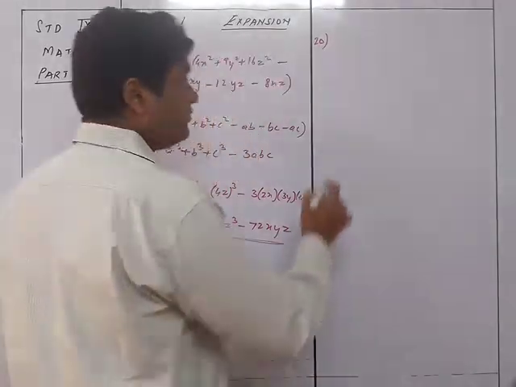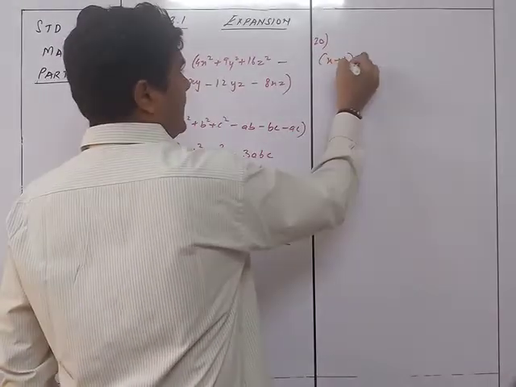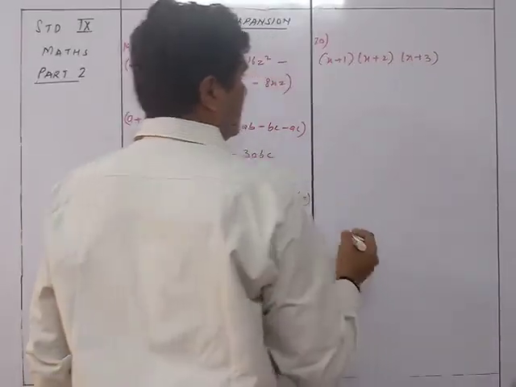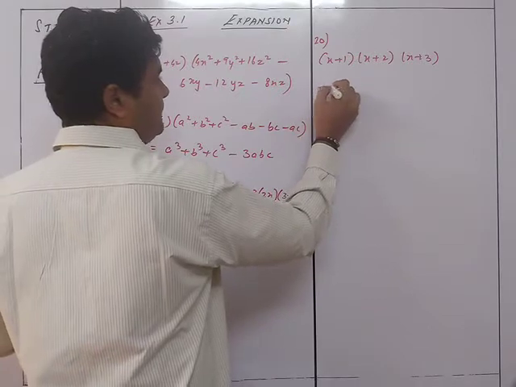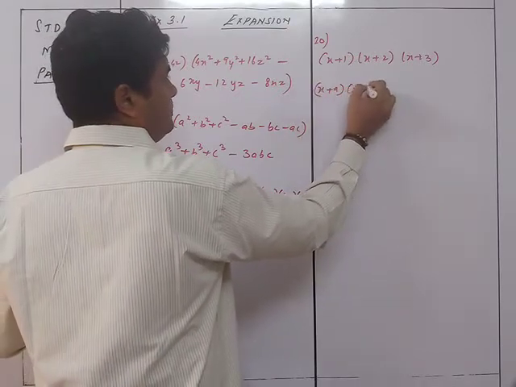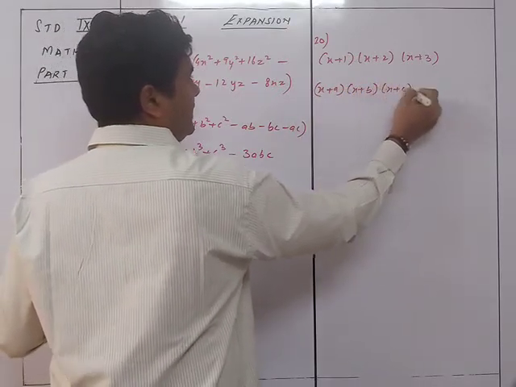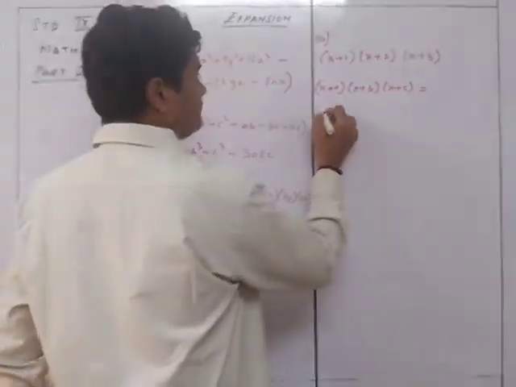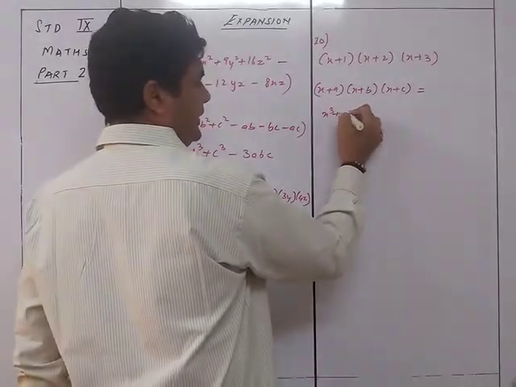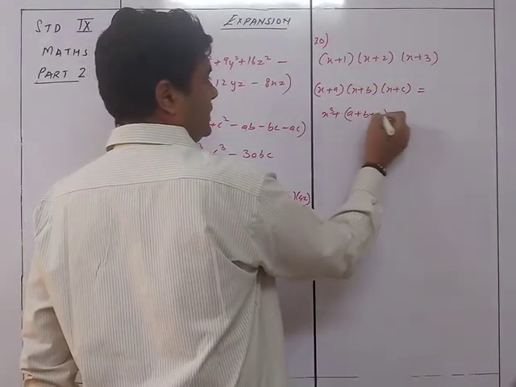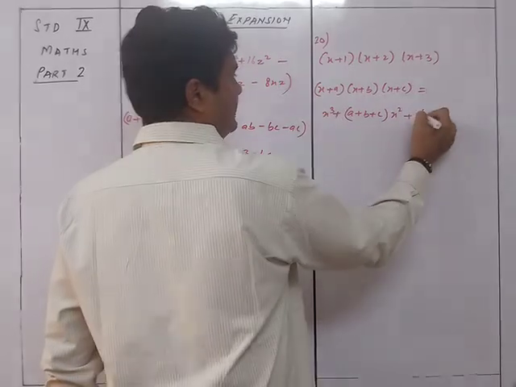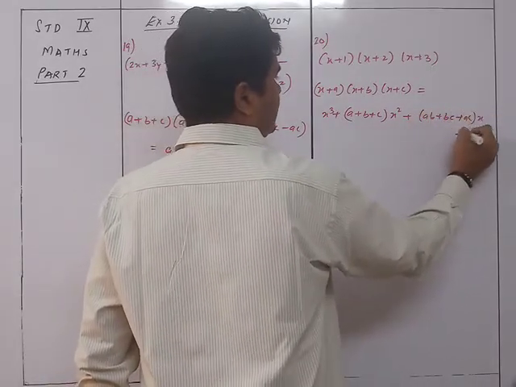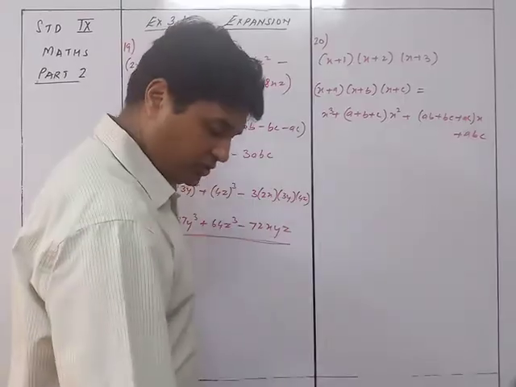Find the product of x plus 1, x plus 2, x plus 3. We know it is in the format of x plus a into x plus b into x plus c, which is equal to x cube plus a plus b plus c the whole x square plus ab plus bc plus ac into x plus abc. I'll just cross check the formula.